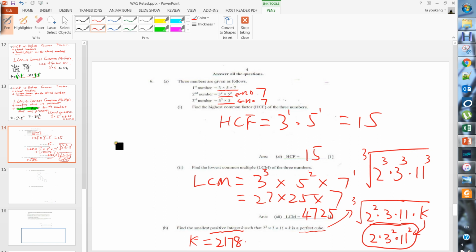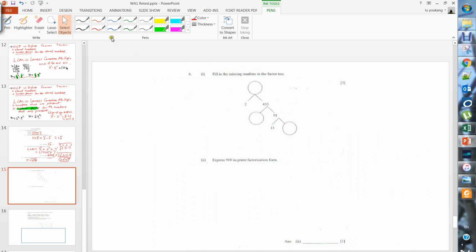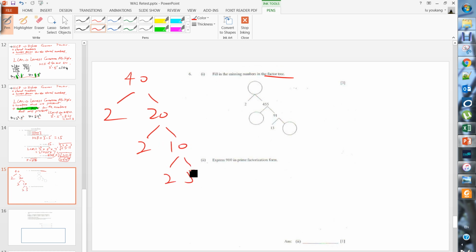Next. Over here it says factor tree, fill in the missing numbers. It's pretty simple. Let me give you another example of a factor tree. Let's start from 40. You have 2 and then 20. Over here you split into 2 and 10. Over here 2 and 5, and you stop.